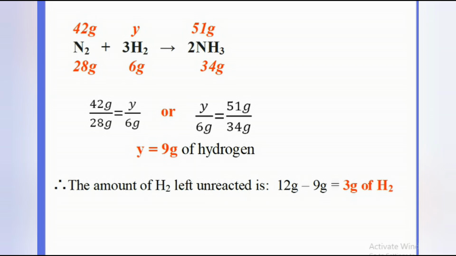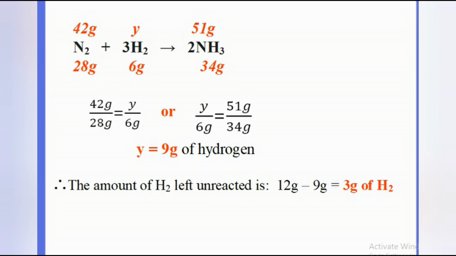To calculate the exact amount of hydrogen consumed in this reaction, write Y above hydrogen and write 42 and 51 above nitrogen and ammonia respectively. After this, solve for Y by using one of the proportions. How many grams of hydrogen are used up in this reaction? Yes, 9 grams.